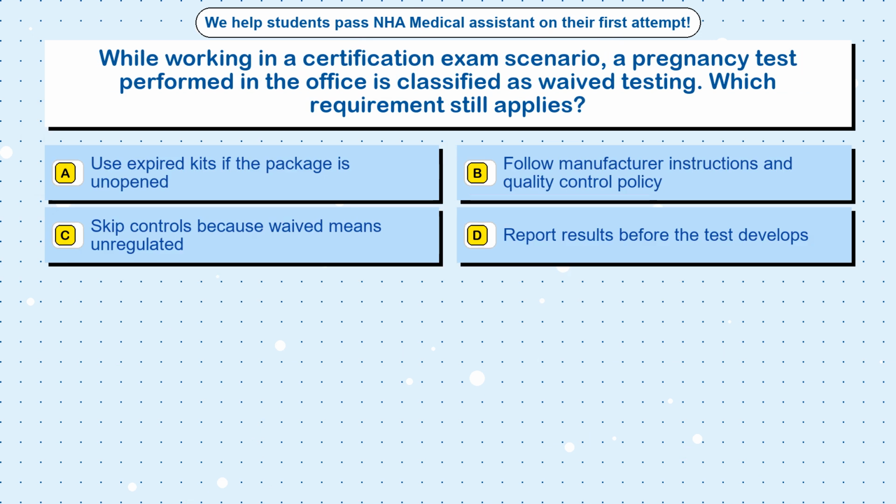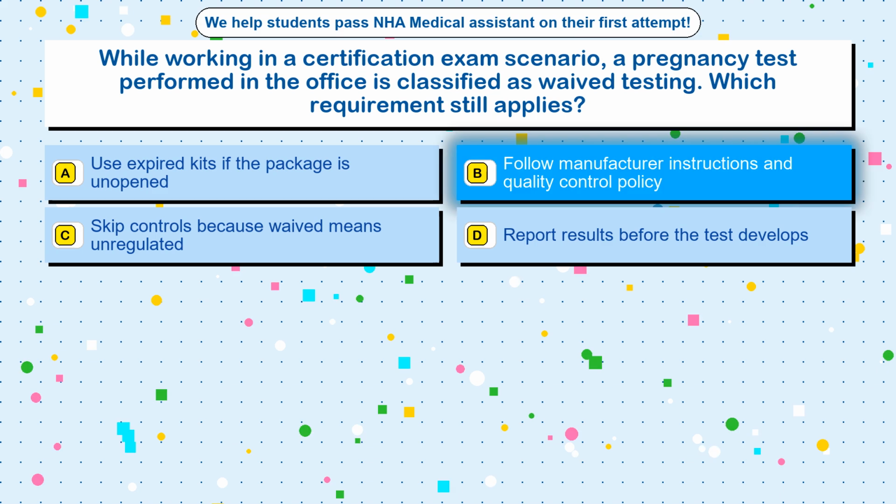Question 69. While working in a certification exam scenario, a pregnancy test performed in the office is classified as waived testing. Which requirement still applies? Option A. Use expired kits if the package is unopened. Option B. Follow manufacturer instructions and quality control policy. Option C. Skip controls because waived means unregulated. Option D. Report results before the test develops. The correct answer is option B. Follow manufacturer instructions and quality control policy.